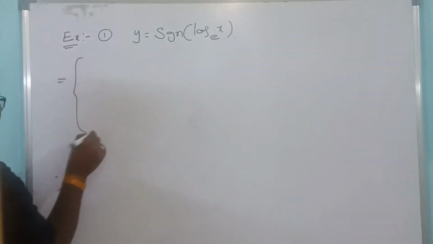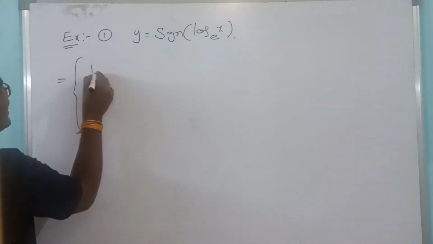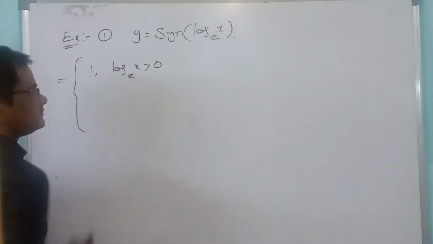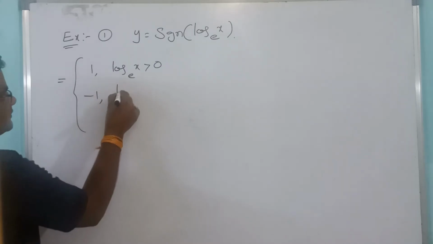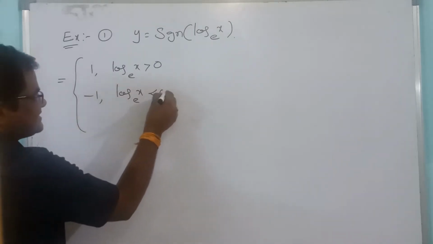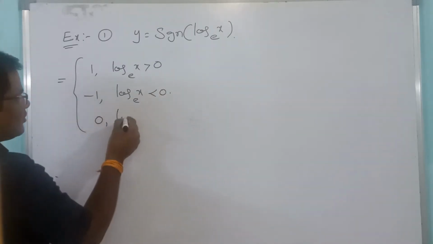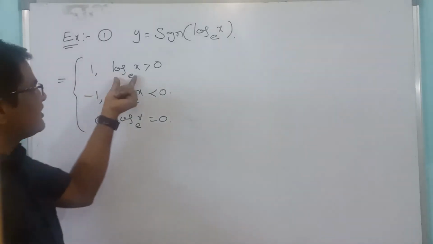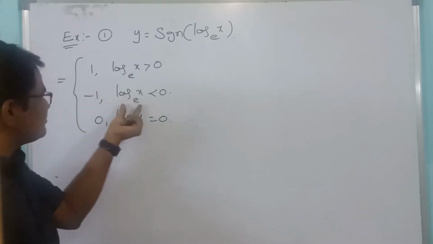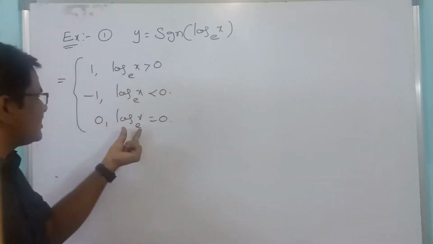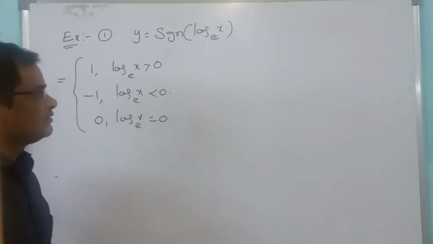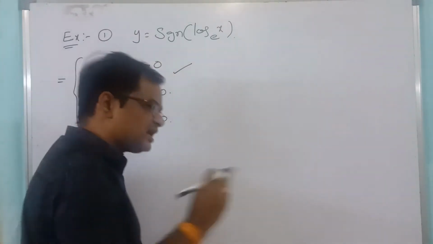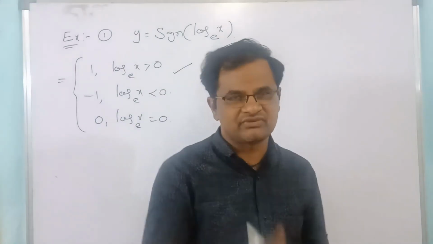This can be written as 1 whenever log x to the base e is greater than 0, minus 1 whenever log x to the base e is less than 0, and 0 whenever log x to the base e equals 0. So 1 whenever f of x is greater than 0, minus 1 whenever f of x is less than 0, and 0 whenever f of x equals 0. Now here we should know some information about logarithms. Again, we are going to discuss this in the logarithmic function.